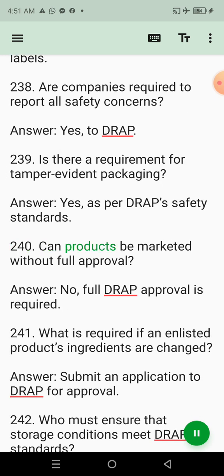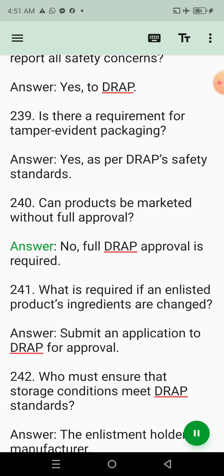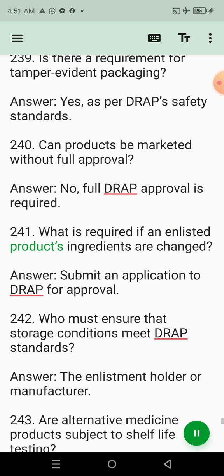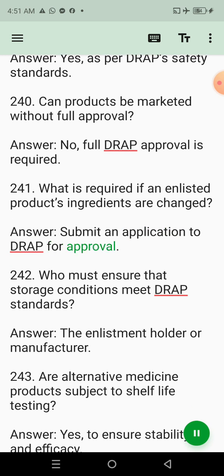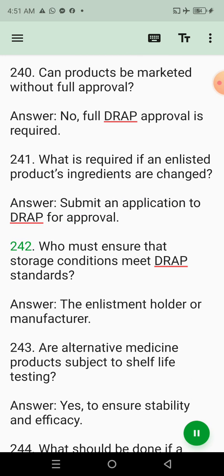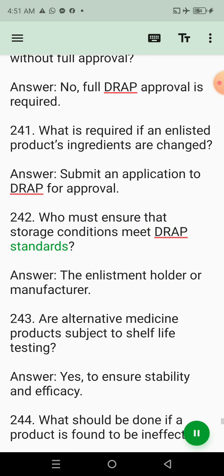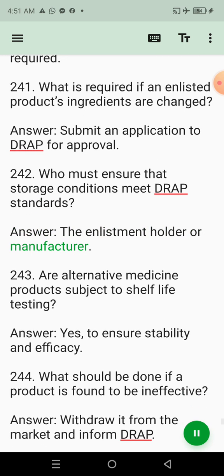240. Can products be marketed without full approval? Answer: no, full DRAP approval is required. 241. What is required if an enlisted product's ingredients are changed? Answer: submit an application to DRAP for approval. 242. Who must ensure that storage conditions meet DRAP standards? Answer: the enlistment holder or manufacturer.